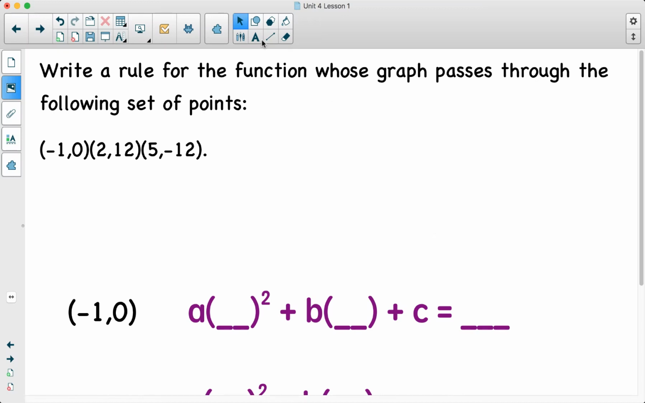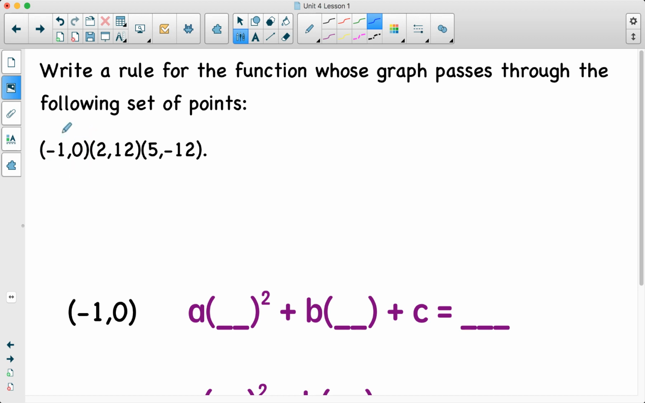Alright guys, this video is going to be on using the undetermined coefficients method, or setting up a system of equations to figure out what our coefficients are for this function. So the directions say to write a rule for the function whose graph passes through the following set of points. So first thing we need to do is determine, is this going to be a quadratic function or a cubic function? And it's very simple to tell.